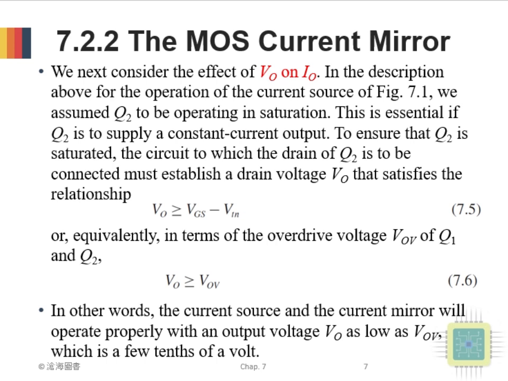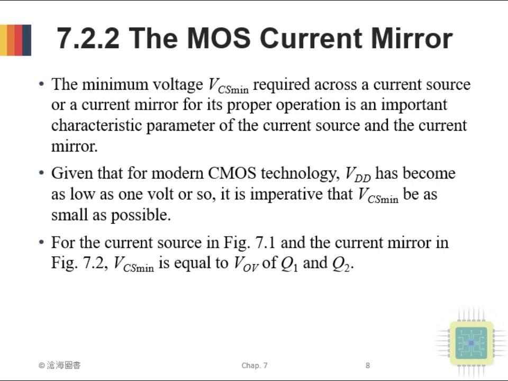Q2, like equation 7.6. In other words, the current source in the current mirror will operate properly with an output voltage VO as low as VOV, which is a few tenths of a volt. The minimum voltage VCSmin required across a current source or current mirror for its proper operation is an important characteristic parameter of the current source and the current mirror. Given that for modern CMOS technology, VDD has become as low as 1 volt or so, it is imperative that VCSmin be as small as possible.